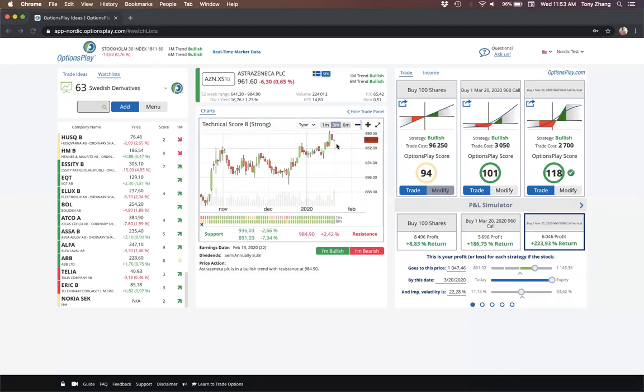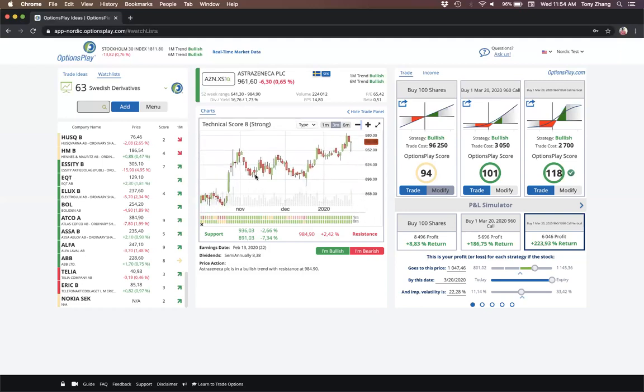So my expectation is that, if I just draw this a little clearer, that was the resistance level that I saw the stock struggle to get above. It finally managed to break out above it, came back to retest it, and my thesis is that I think the stock is going to move higher. So how can we take advantage of this? Let's take a look at using OptionsPlay to help us determine how to play this bullish view on AstraZeneca. And again, this is just my personal opinion on this particular stock.